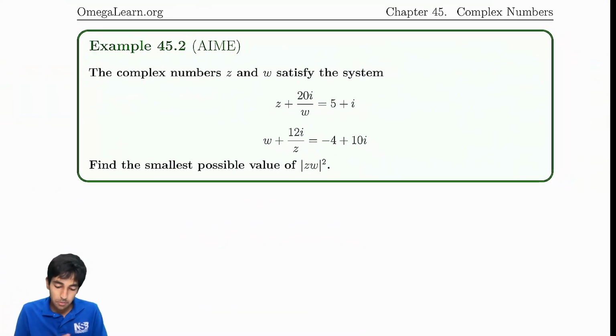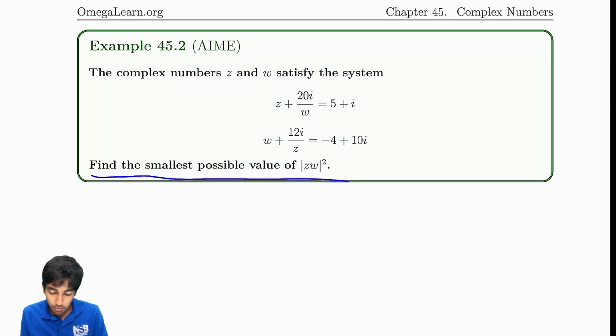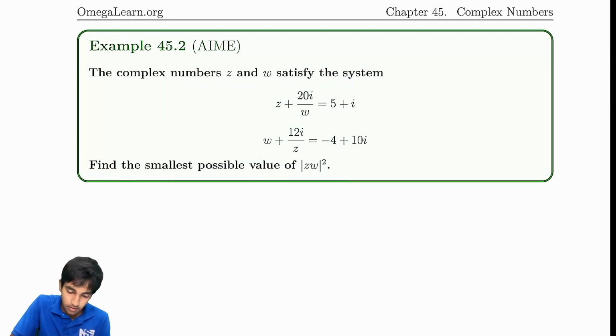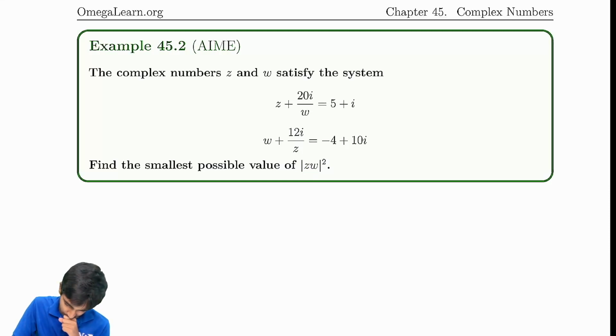Okay, now we're finally moving on. Complex numbers satisfy the system. Find the smallest possible value of this. We're looking for ZW here. How can we get ZW from the equations we're given? We got a Z here, we got a W here. We should maybe multiply them. That will give us this term.